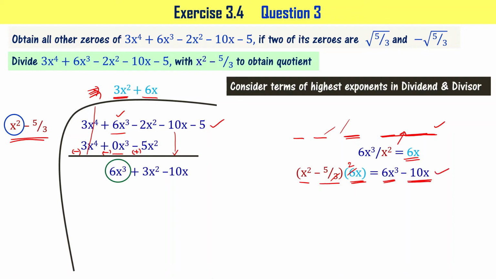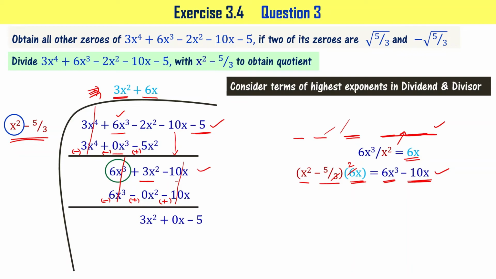Now let me subtract this from this particular expression. When I do that, what I'll be getting is I'm going to cancel these two, and here this 3x^2 will come down, and this is minus 10x and this is plus 10x. This gets cancelled, right? Let me write plus 3x^2 plus 0x minus 5, right?